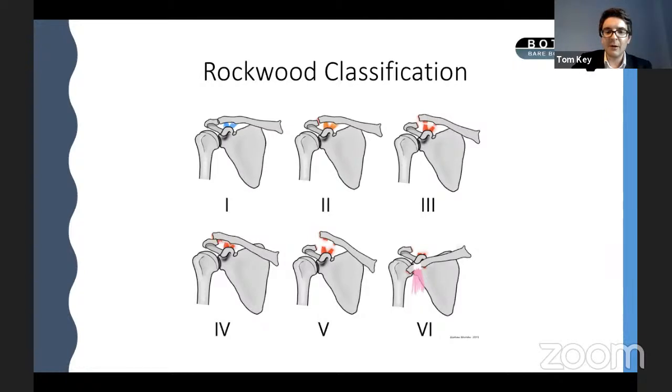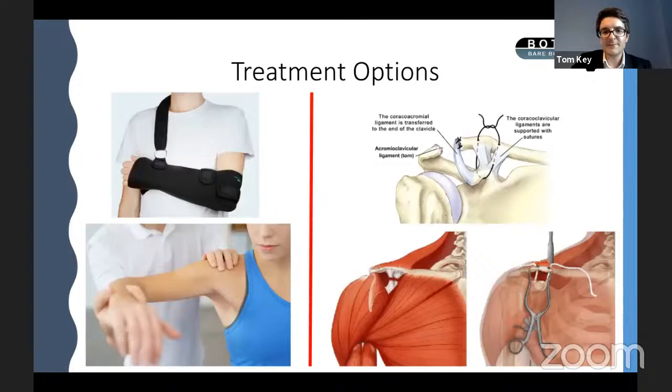Moving on to the more serious types of AC joint disruption, a type 4 represents both AC and CC ligament rupture, and in this case you have posterior displacement of the clavicle. In type 5, again, there's AC and CC ligament rupture, but in this case, the distance of the displacement of the clavicle is more than double its normal position. Type 6 is very rare in the majority of cases; this is when the clavicle is displaced inferiorly below the conjoint tendon. This isn't often seen in clinical practice.